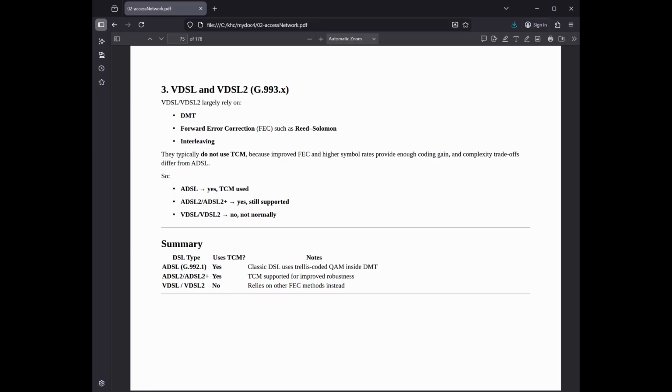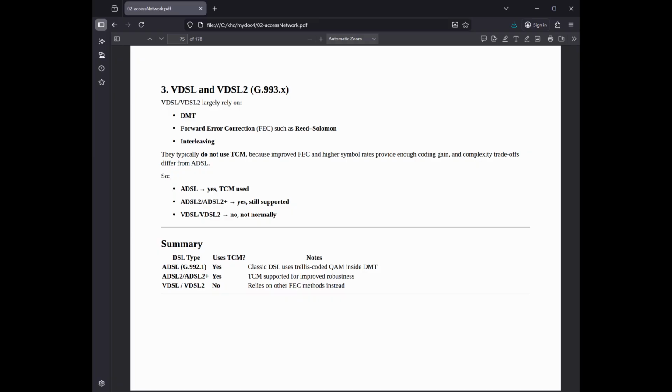Summary table: xDSL flavors and TCM. DSL flavor, uses TCM, primary benefit. HDSL original: no, uses 2B1Q, simple voltage levels. ADSL/ADSL2 plus: yes, increased reach and better noise margin, 3 to 6 dB gain. VDSL2: yes, stability at high frequencies and crosstalk resistance. G.fast: yes, essential for ultra-high QAM levels, up to 4096 QAM. SHDSL: yes, uses TCPAM, Trellis-Coded pulse amplitude modulation.